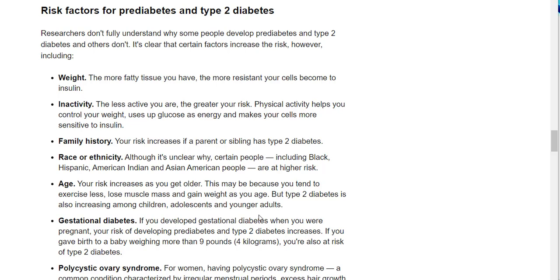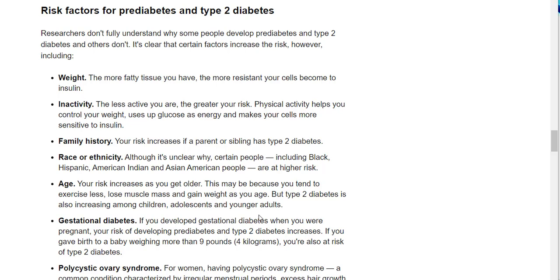And this is tied also to the weight, because the more active you are, the better you can control your weight, but also the more energy your cells need, which means the glucose that you ingest in your meals with your food is not going to remain in your blood. It's going to be used up for energy by your cells.